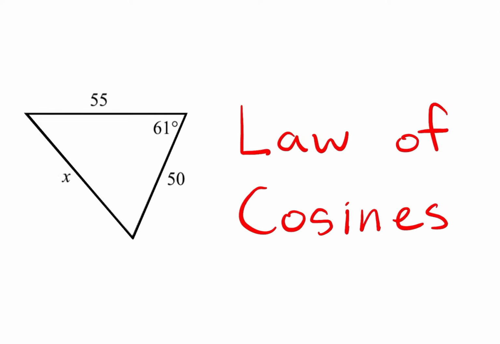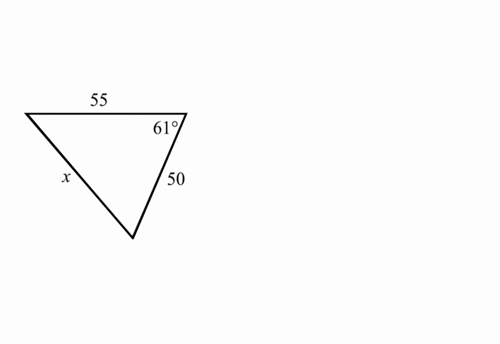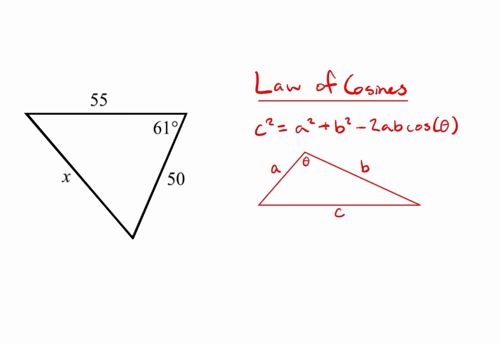Today, we will be learning how to solve non-right triangles using the law of cosines. As you can see here, this triangle does not have a 90-degree angle, meaning that we can't solve it using the Pythagorean theorem or basic right triangle trigonometry. However, what we can use is something called the law of cosines.